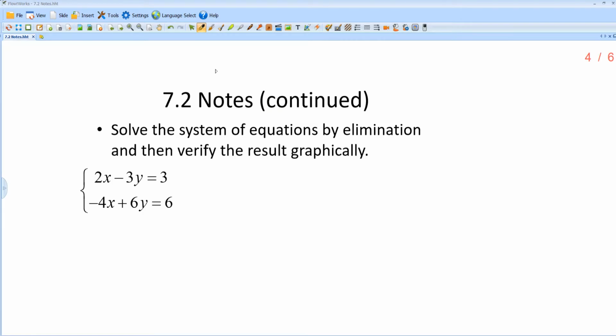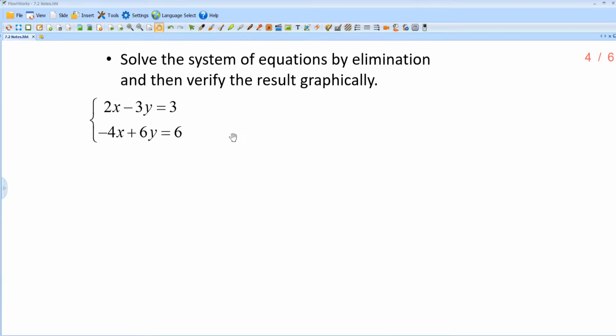Next question, we have 2x minus 3y equals 3, and -4x plus 6y equals 6. In this case, I can get rid of either variable. Both of them look like they're pretty much the same amount of work. So I'm going to look at the x's. If I want to get rid of x, I only have to multiply this top equation, and what I have to multiply it by is just 2. If I distribute that 2, I'll get 4x minus 6y is equal to 6.